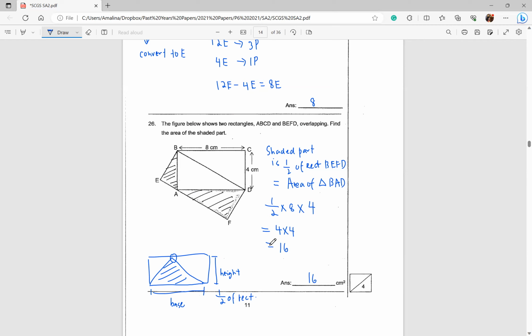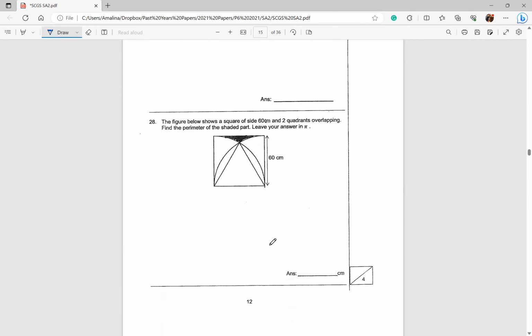Now, question 28. The figure below shows a square of side 60 cm and 2 quadrants overlapping. So find the perimeter of the shaded part. Leave your answer in pi, which means that you shouldn't be using the calculated value of pi. Your answers should have a mixture of pi and a number. Now, your shaded part is this one.